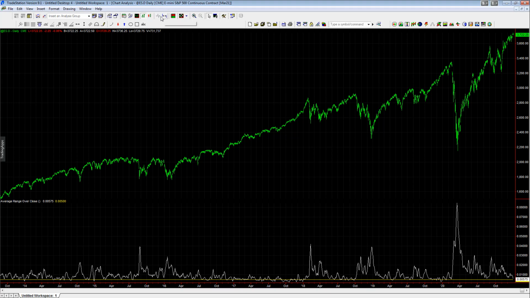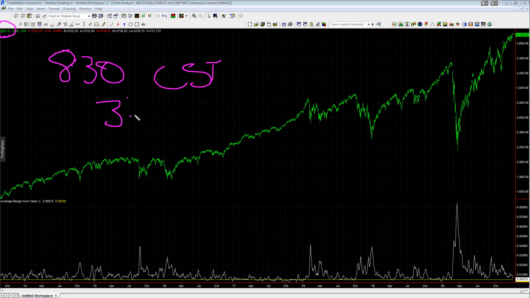And this is the .D symbol. In TradeStation, you can use @ES.D on the daily charts, and that just shows the data from 8:30 a.m. Central Standard Time to 3:15 p.m. Central Standard Time, and it's the day session only. And so the range expands when you use the night session.